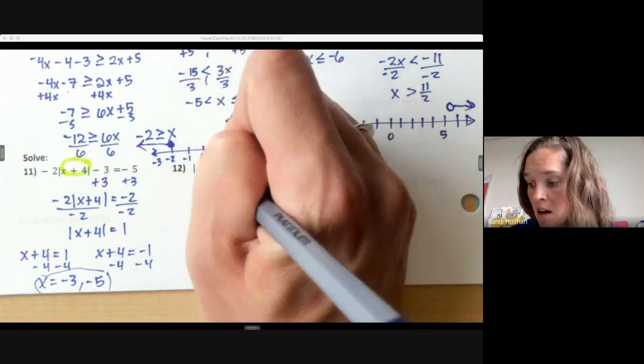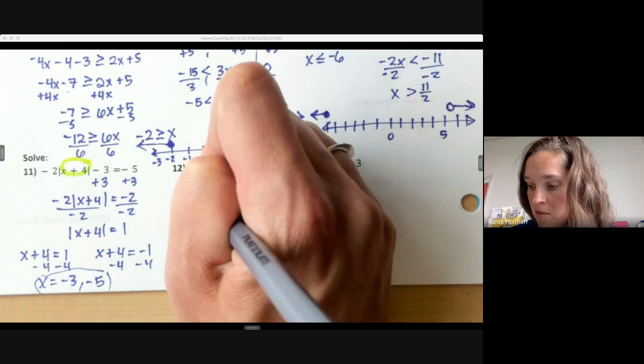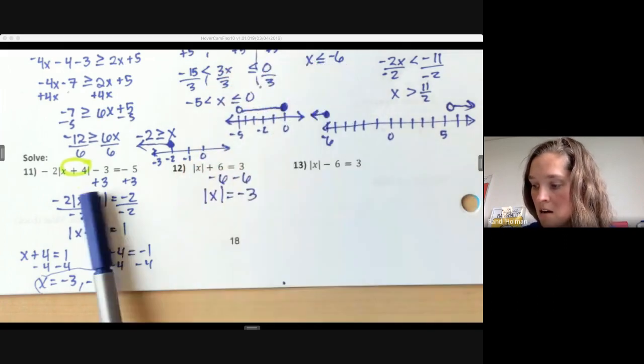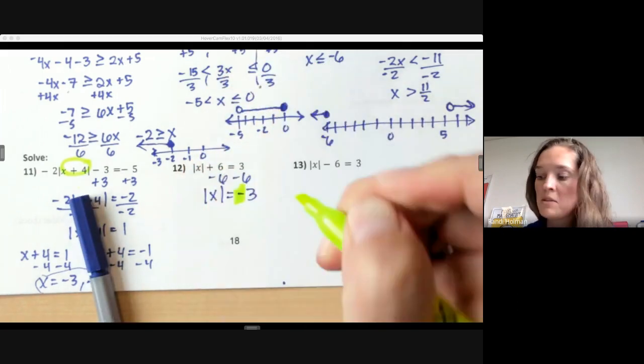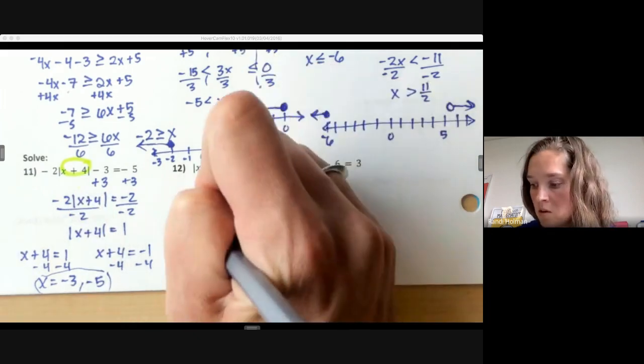Okay, here, isolate your absolute value. Absolute value of x equals -3. Uh-oh, alarm, alarm. Absolute value cannot equal negative, so no solution.